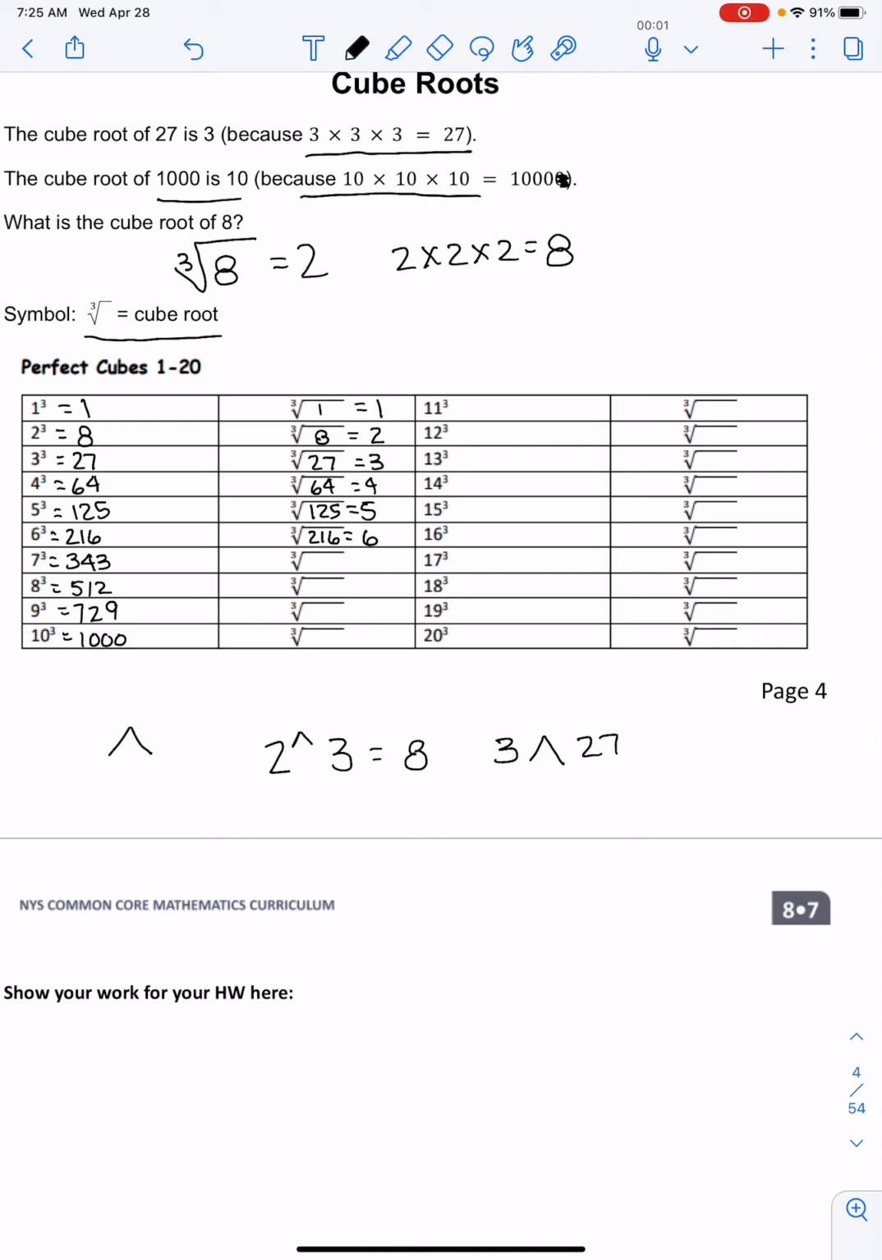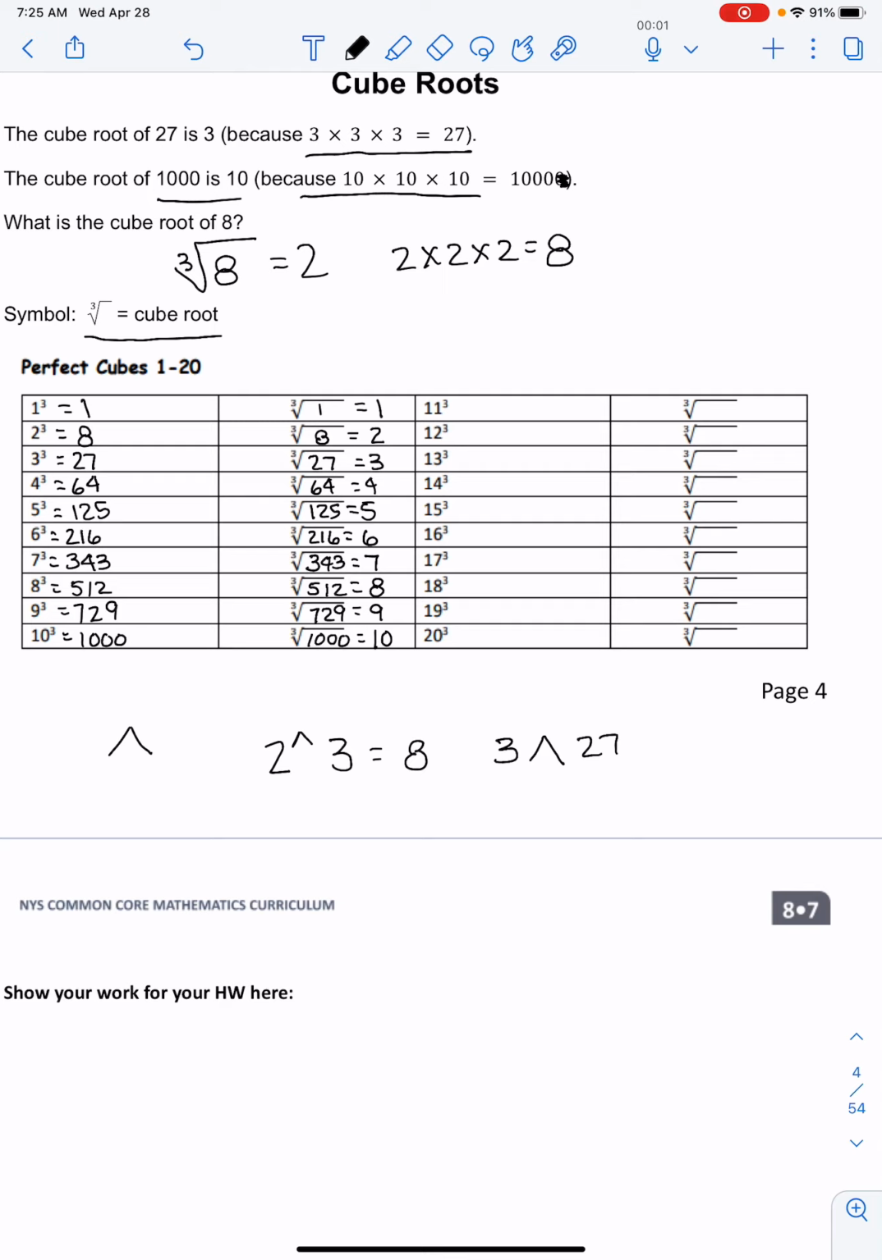So to find the cube root of those, the cube root of 343 is 7. The cube root of 512 is 8. The cube root of 729 is 9. And the cube root of 1,000 is 10.